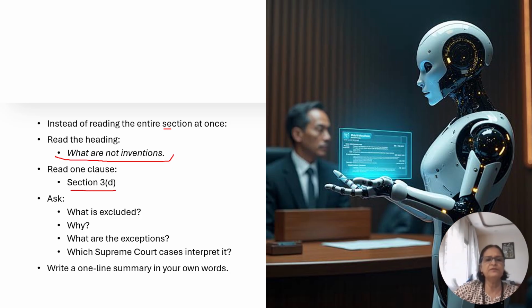section 3D. Section 3D is one of the most controversial sections of Indian Patents Act. So find out why it was excluded and what are the exceptions. Is there a case law to prove any term specifically to this section? So there was a term efficacy, which was interpreted in Novartis case, and this term now is an integral part of Section 3D. Write a one-line summary of the section or subsection in your own words, and that will be helpful for you before your exam.